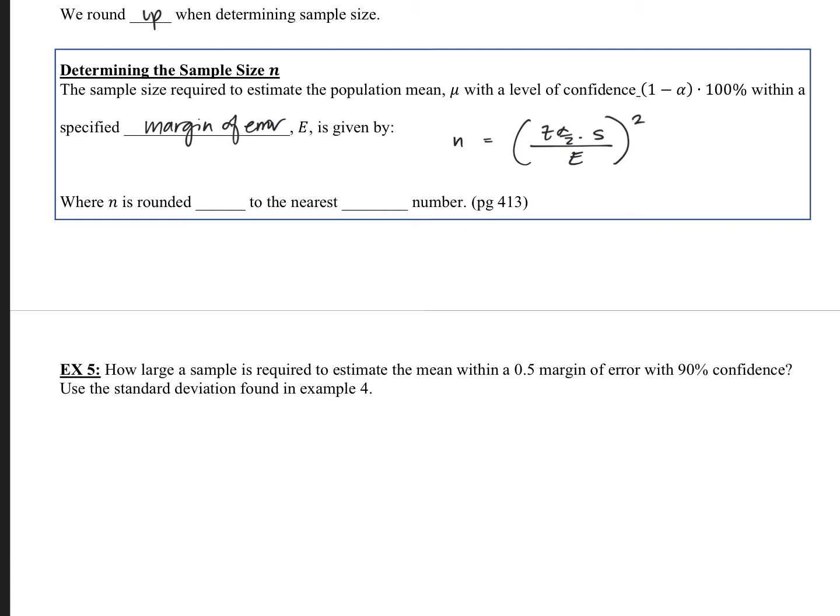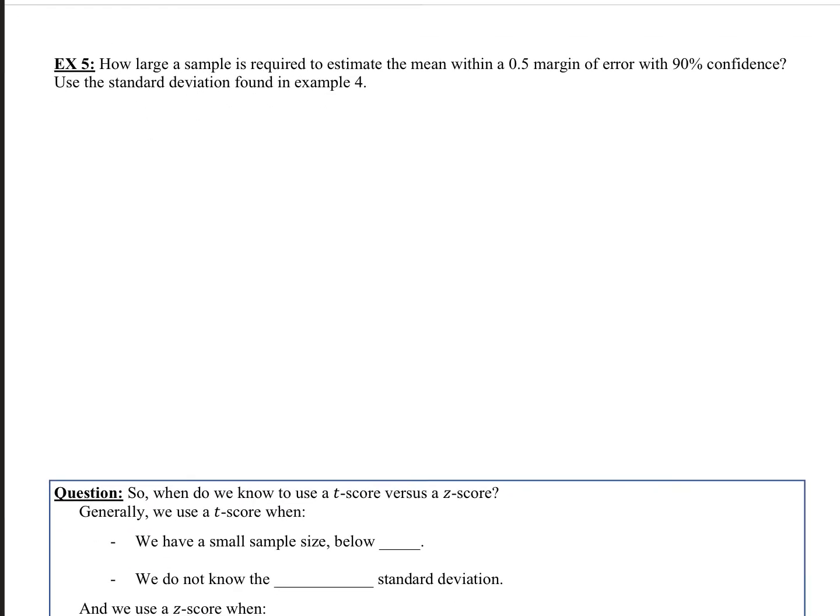And where n is rounded up to the nearest whole number. Okay, so remember we're rounding up. Now let's take a look at example 5. How large a sample is required to estimate the mean within a 0.5 margin of error with a 90% confidence interval? We're going to use the standard deviation we found in example 4.